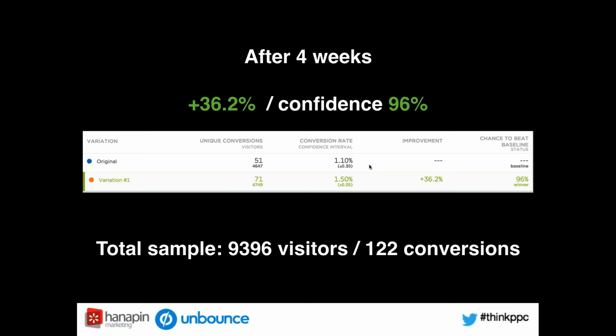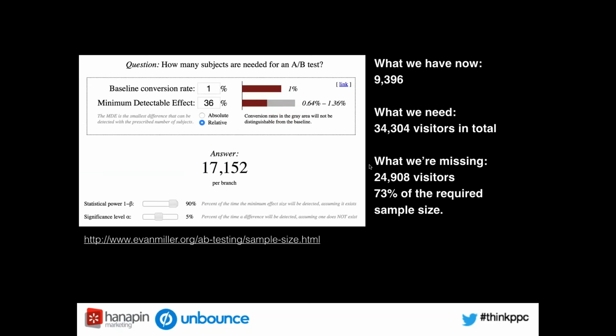A way to check up on that is to calculate what sample size you would need to detect the lift that we're seeing here, the 36% lift. You should really do this before you start running the test, so you have an idea. For example, you can go to evanmiller.org and use his sample size calculator. You put in the baseline conversion rate and the minimum detectable effect. Make sure you set it to relative, not an absolute difference. Then you can set your power and significance levels, and it'll tell you how much you need. In this case, we really need 34,304 visitors in total to be able to detect this lift.